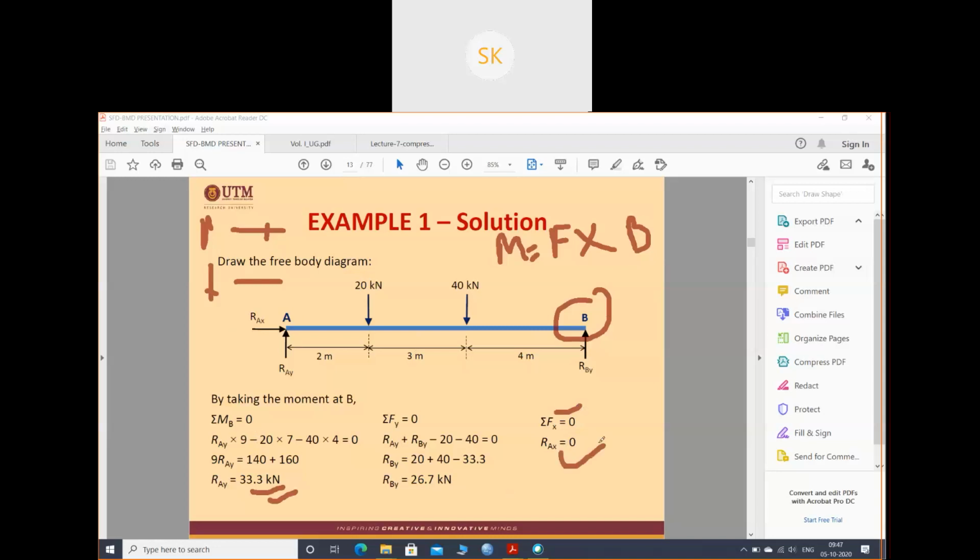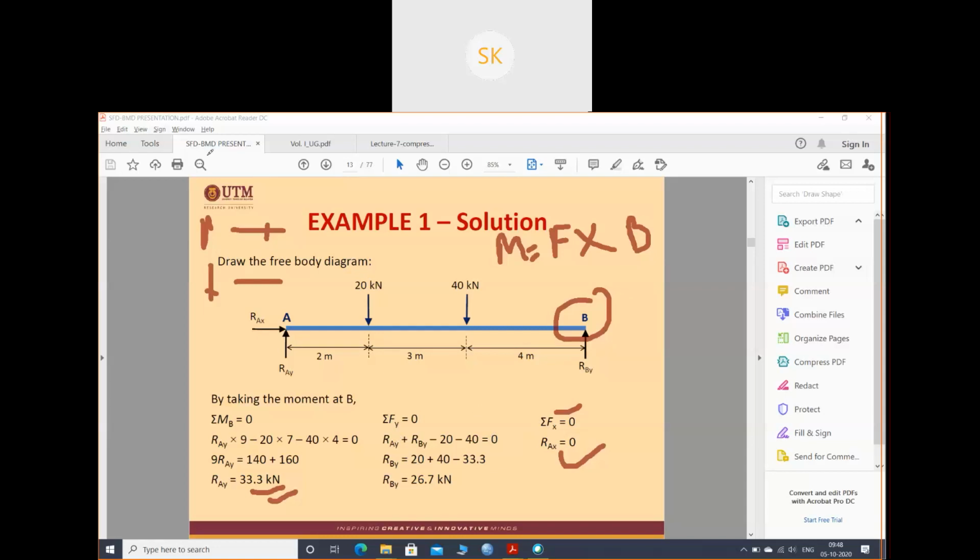So I have used two equations. Next I am left with the summation of Fy equals 0, that means the summation of all the vertical forces equals 0. So I have RAY plus RBY minus, these are in downward direction, so minus 20 minus 40 equals 0. I have found the RAY value as 33.3, so I can take that value and find RBY. This is how you have to find the support reactions in a beam. First step is to draw the free body diagram, then you find the support reactions.